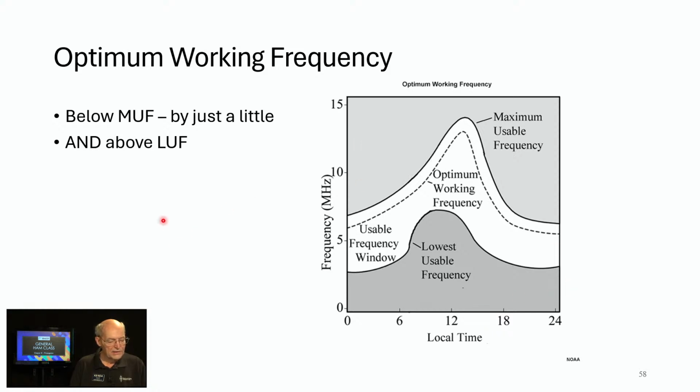Okay, here's a little bit bigger picture. Here's the maximum usable frequency. Notice that it's changing by local time and by frequency. Here's a graph. So you want to operate just a little bit below the maximum usable frequency. And, of course, above the lowest usable frequency. Here's that happy range here.